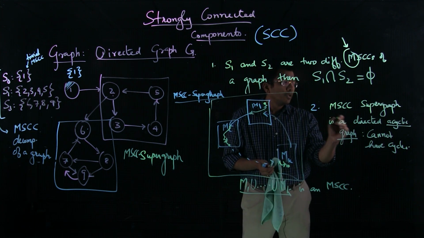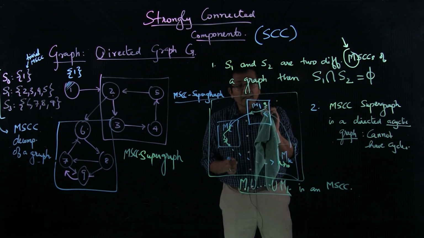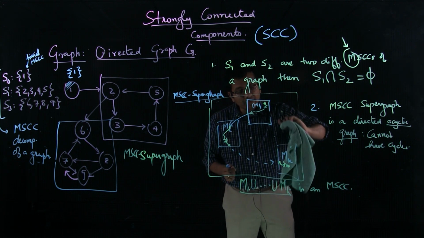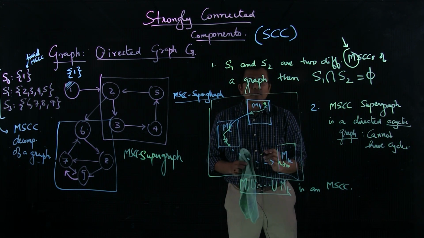And so therefore, it is an acyclic graph. So there cannot be a cycle in this graph. It's an acyclic graph. Okay.